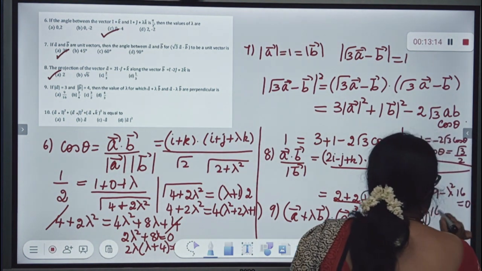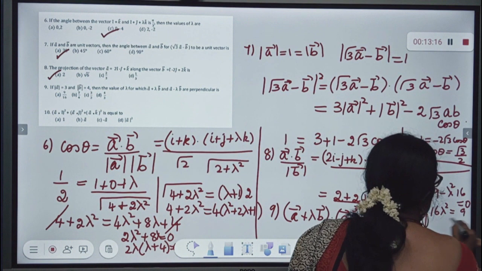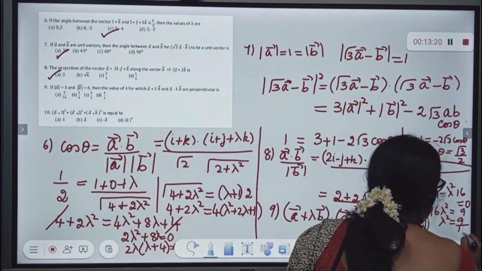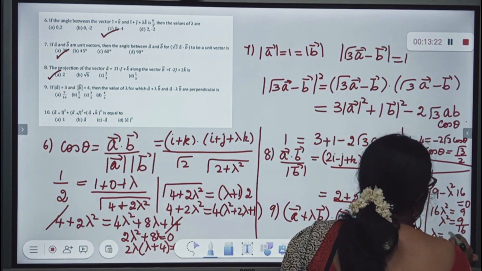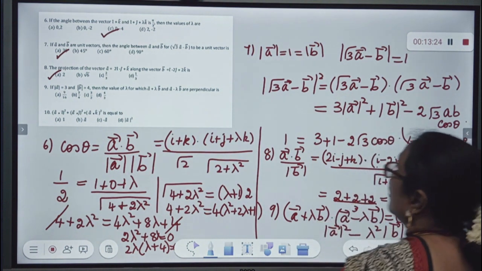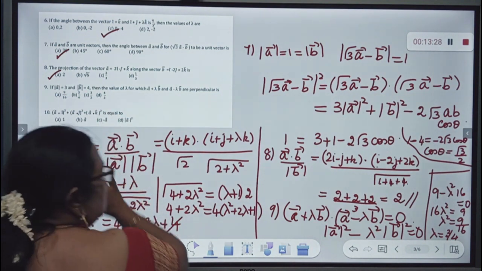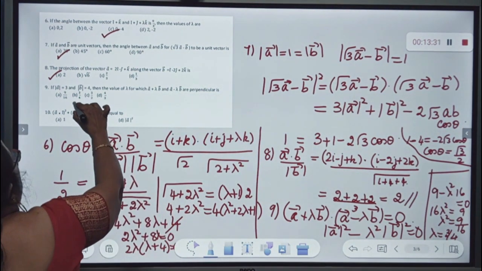So 16 lambda square equal to 9. So lambda square equal to 9 by 16. So lambda is 3 by 4. It can also be minus 3 by 4, but we are looking at one of the closest options and we understand that the closest option is 3 by 4.